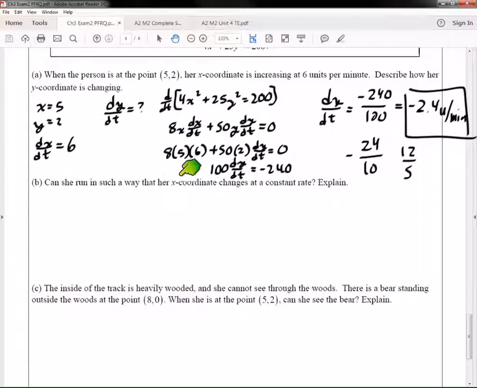Can she run in such a way that her x-coordinate changes at a constant rate? Can she run so that dx over dt is constant?